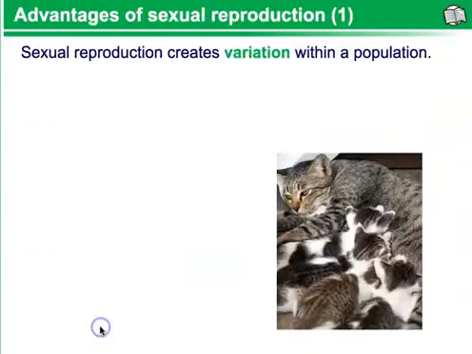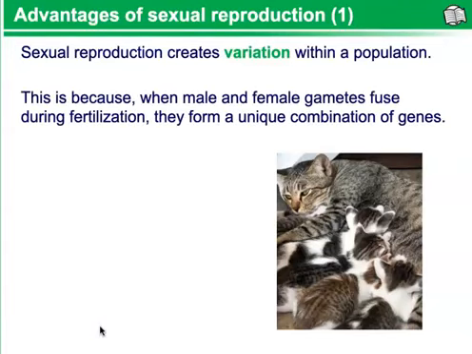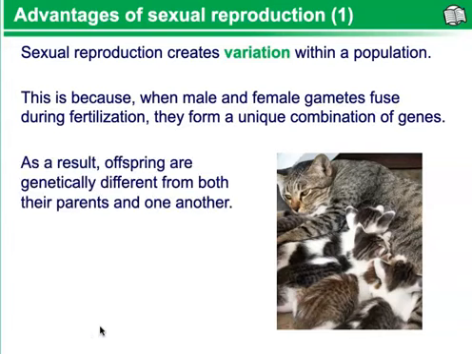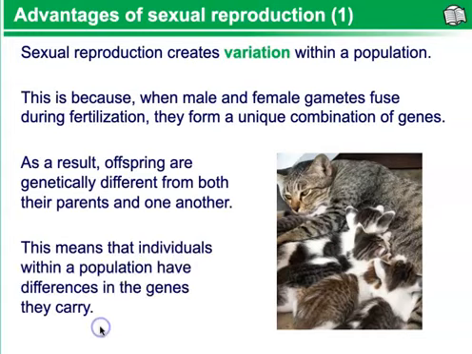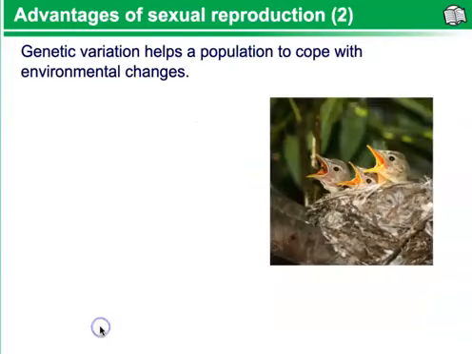Advantages of sexual reproduction. Sexual reproduction creates variation within a population. This is because when male and female gametes fuse during fertilization, they form a unique combination of genes. As a result, offspring are genetically different from both their parents and one another. This means that individuals within a population have differences in the genes that they carry.